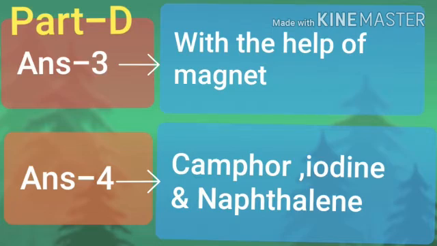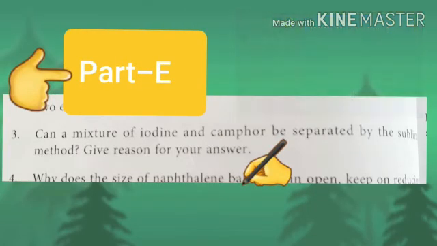Fourth one, name 3 substances which sublime on heating. So, 3 substances which sublime on heating are camphor, iodine, and naphthalene balls. On heating, all these substances vaporize. They do not convert into liquid, they directly convert into vapor.